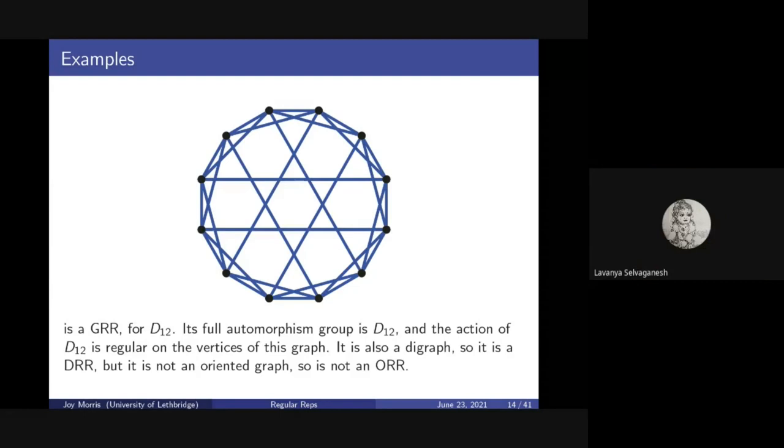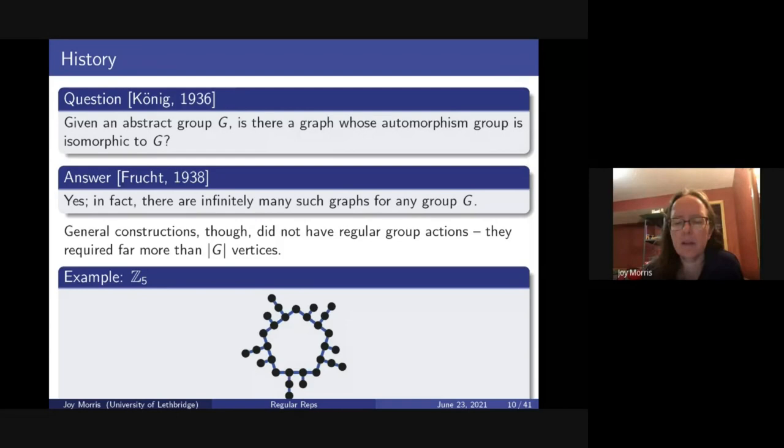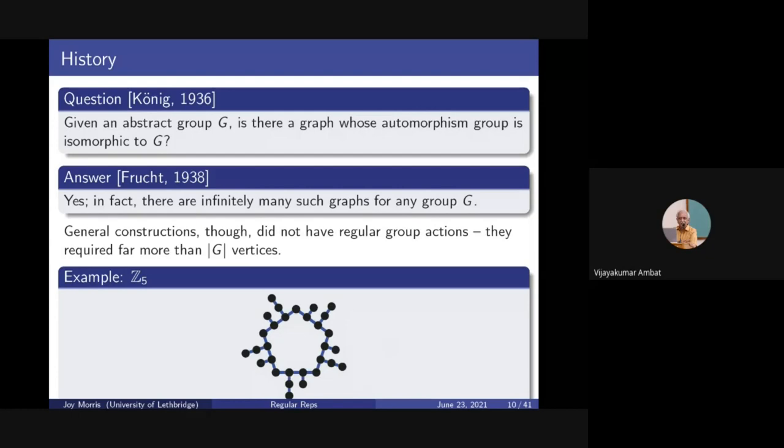Anyone else want to ask a question or add any comments? Yeah, I have two points to clarify. Following Frucht's theorem, you gave an example of a graph whose automorphism group is Z5. Is it the smallest graph or is it one graph? I believe this one is the smallest for Z5. Following the construction given in the proof, isn't it? Yeah. So are there any other graphs with this property?